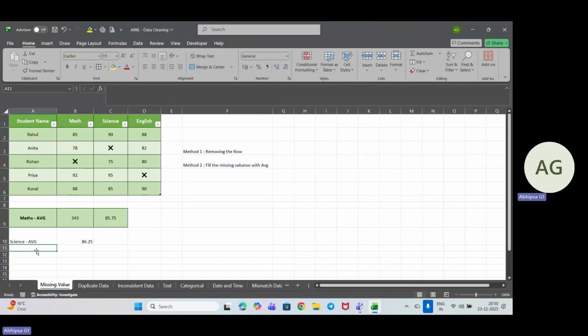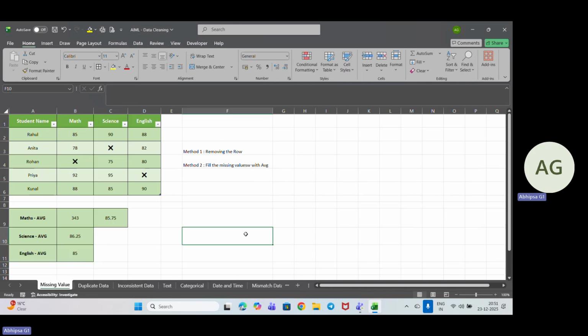right? Next, we have English, the average of English marks. So it will be 88 plus 82 plus 80 plus 90, which we will divide by 4. So we will be getting 85. Right? So again, we'll do format paint over them. So this is how we have taken it. So we have got all of these average marks, this and this, right?